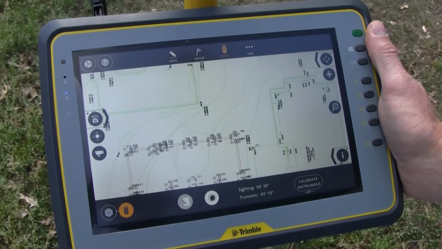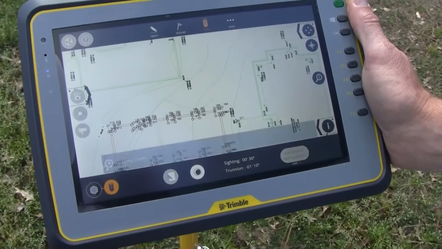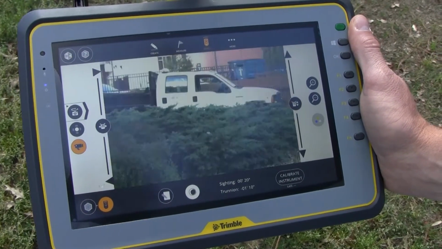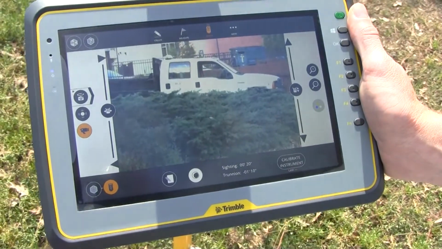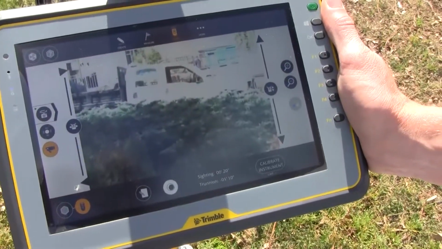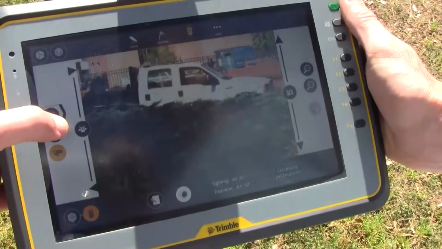This camera icon will show you what the instrument is currently looking at and will also bring up controls which allow you to steer the instrument back towards the prism. So you can use these controls on the left and right side of the screen to turn the vertical angle of the instrument and also turn the horizontal angle of the instrument so it's focusing on the Rodman.